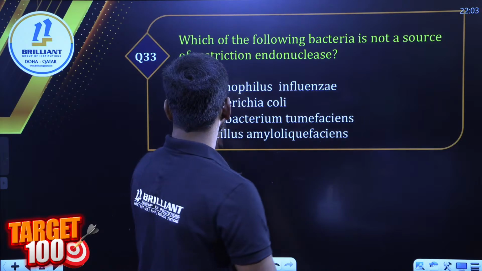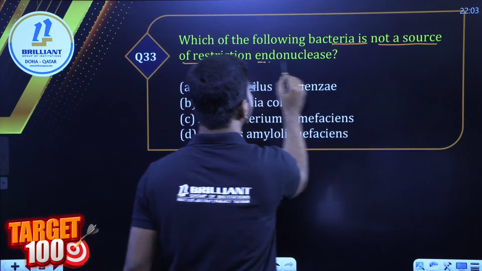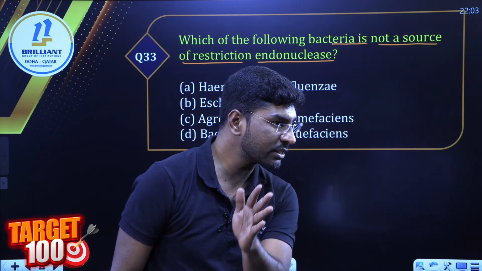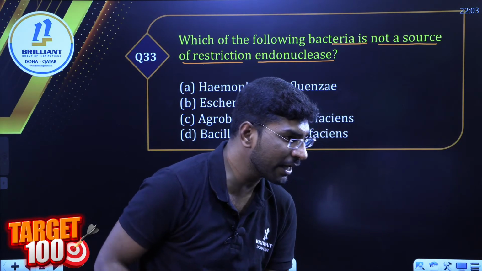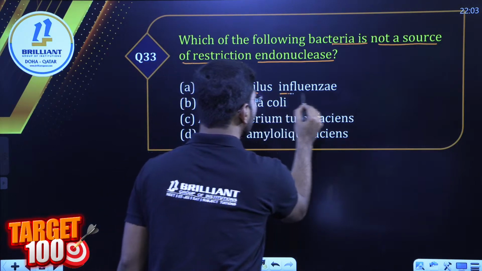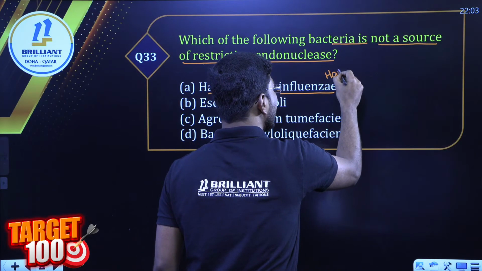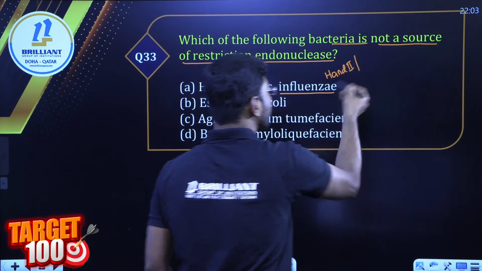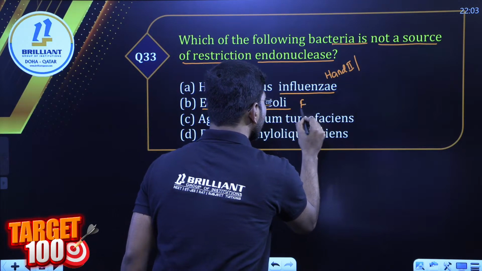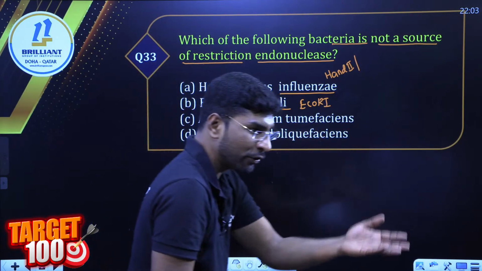Okay, stay with me. Which of the following bacteria is not a source of restriction endonuclease enzyme? Anyone, not a source. So number 1, Haemophilus influenzae, HindII, HindIII, these all are from Haemophilus influenzae only. Escherichia coli, EcoRI, EcoRV, good, very good.